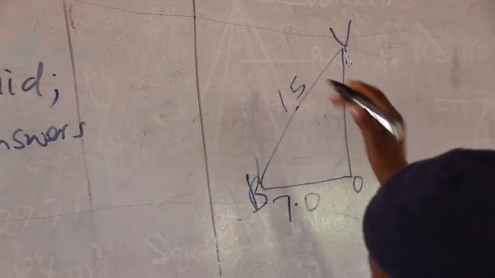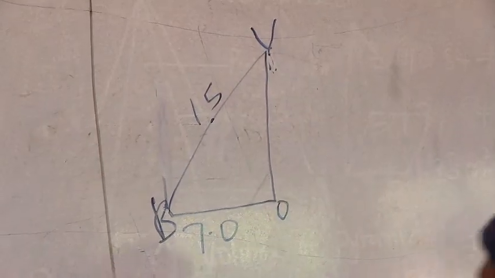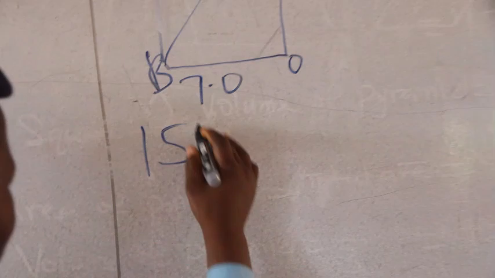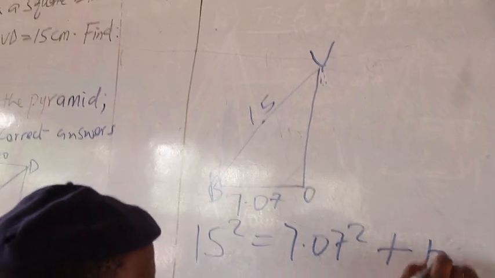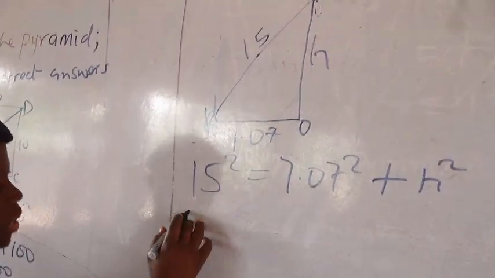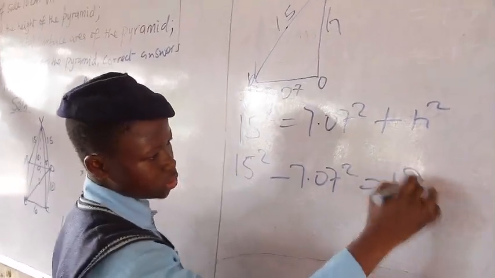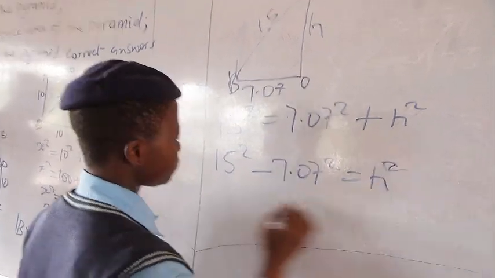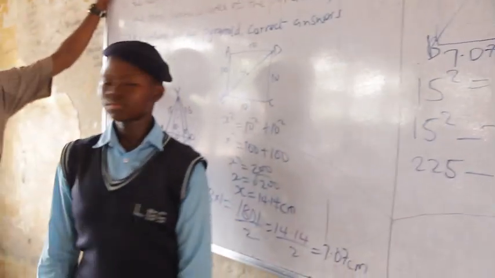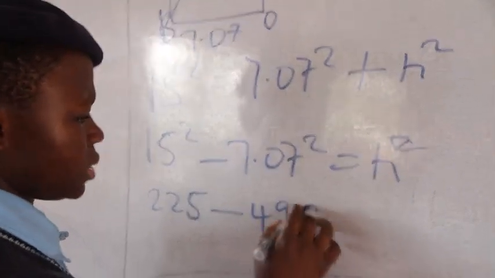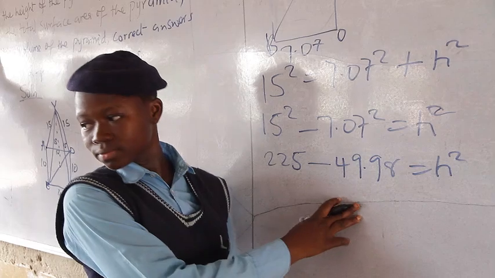What is VB? 15. Yes, thank you. We want to find h, which is the height that we are asked to find. Then from Pythagoras theorem, we have 15 square equals 7.07 square plus h square. Let's represent this as h. Then you have 15 square minus 7.07 square equals h square. So 15 square is what? 225. Minus 7.07 square is what? 49.98 equals h squared. So please help us to subtract.